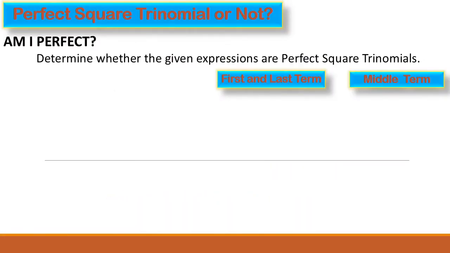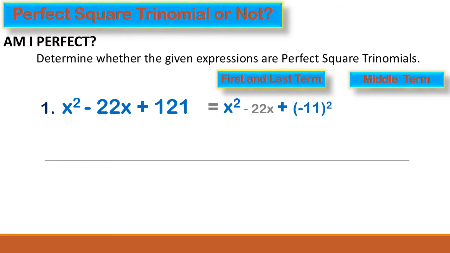Now let's see if you could determine whether the given expressions are perfect square trinomials or not. Number 1, x squared minus 22x plus 121. Checking the first and last terms, we have x squared, which is a perfect square, and 121 can be written as negative 11 quantity squared since the middle term is negative. And checking for the middle term, we have x times negative 11 is negative 11x times 2 equals negative 22x, so we have a perfect square trinomial.